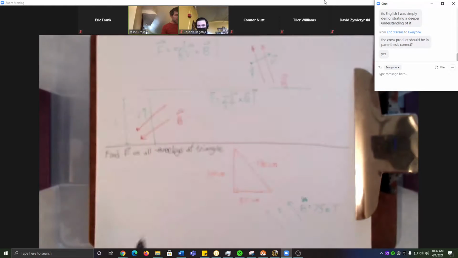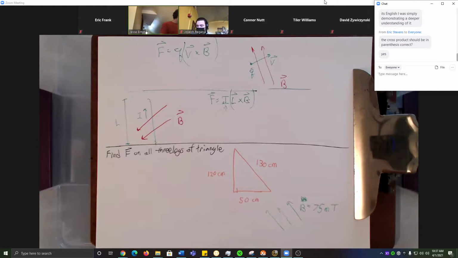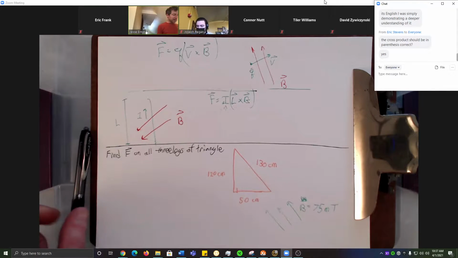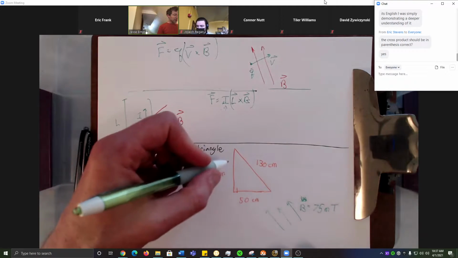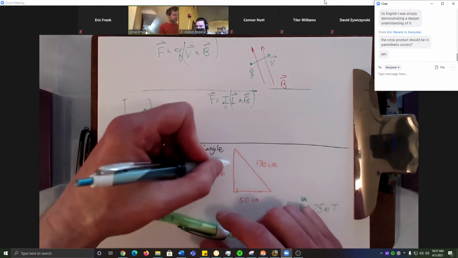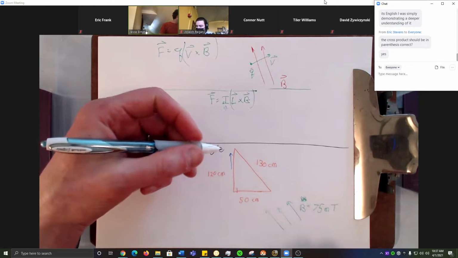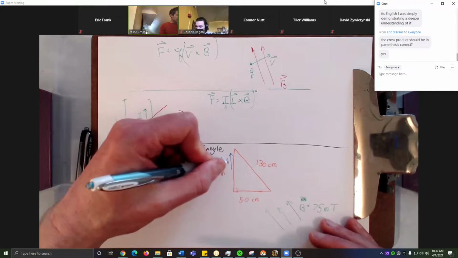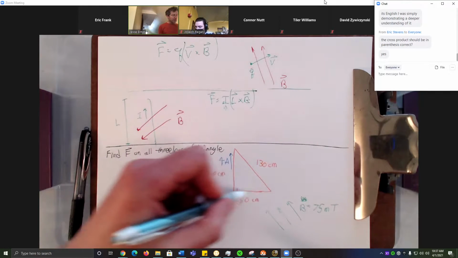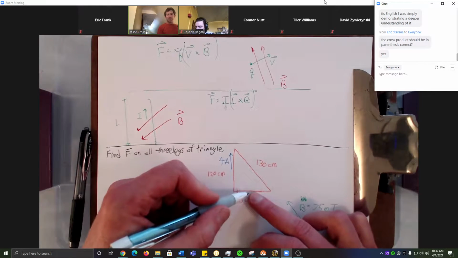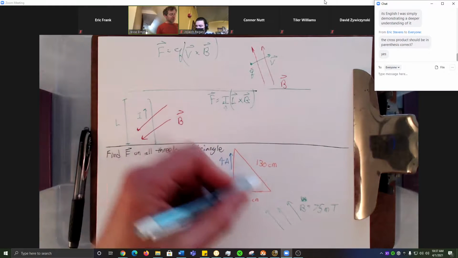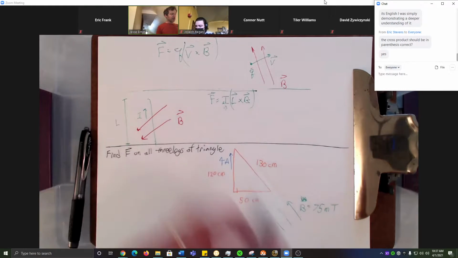All right, let's find the force on all three legs. Oh wait, the force on all three legs now is nothing because there's no current running in it. So let's suppose that there's a current. Let's say there's a current of 4 amps going around the loop this way. So there's a battery plugged in somewhere here. So you have 4 amps, then 4 amps, then 4 amps going around the triangle that way.